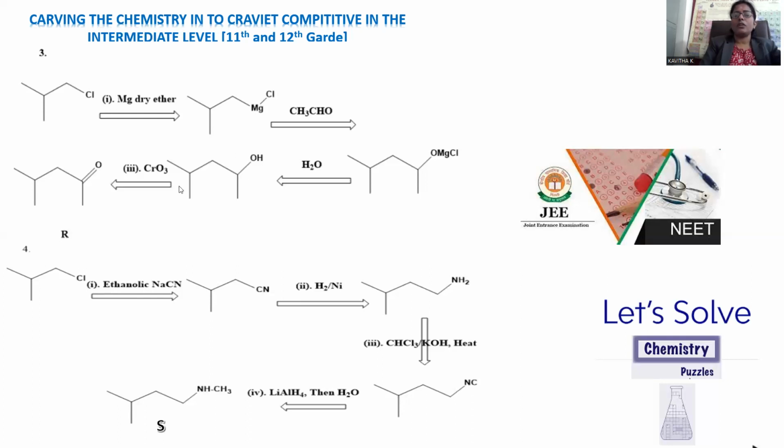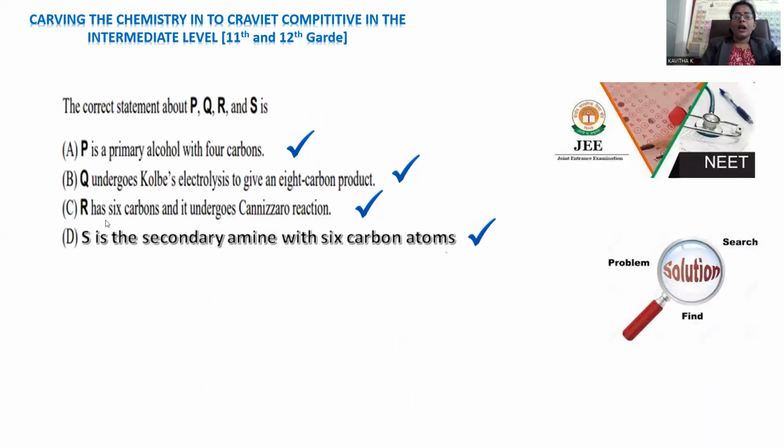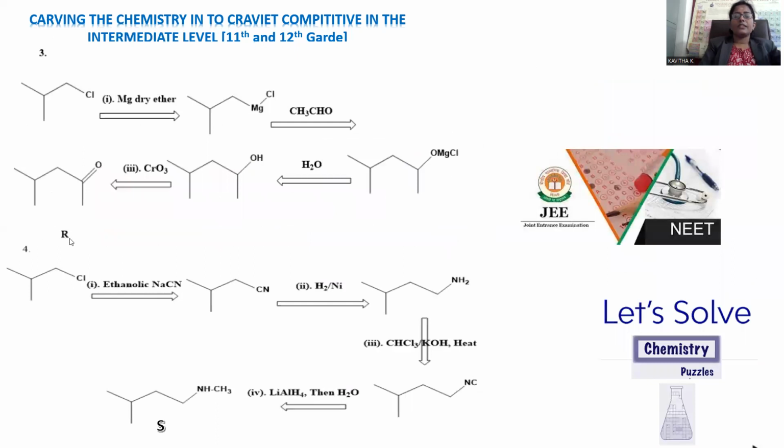The secondary alcohol is now treated with chromium oxide. Chromium oxide is the oxidizing agent, no? Always, an oxidizing agent will convert hydroxy into ketone. Being an oxidizing agent, chromium oxide converts the secondary alcohol into a ketonic compound. What are they saying? R has 6 carbons and undergoes the Cannizzaro reaction. This is the R product. Whether 6 carbons are there or not, we have to check it out: 1, 2, 3, 4, 5, 6 carbons. Absolutely correct, there are 6 carbon atoms.